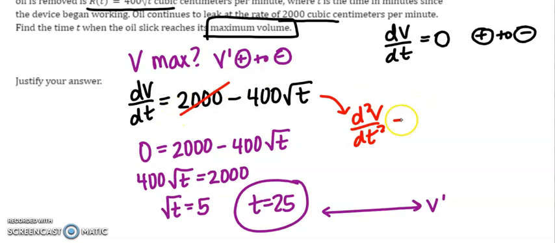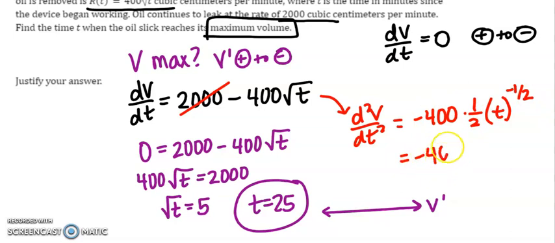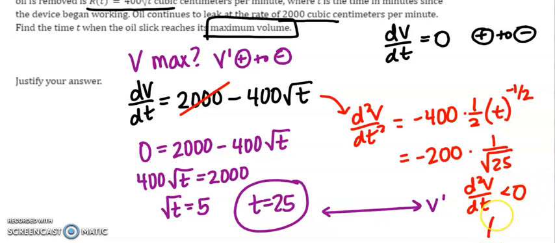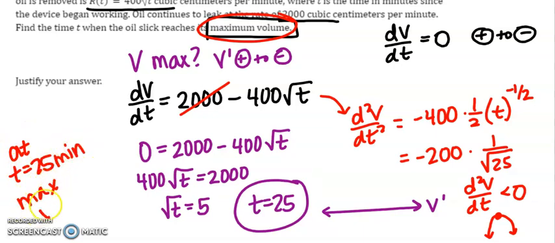So derivative of 2,000 is 0. This one is going to be negative 400 times 1/2 t to the negative 1/2. And then if I sub things in, negative 200 times 1 over the square root of 25 ends up being a negative number. So the second derivative comes back negative, which means your graph was concave down, indicating that 25 was a maximum. So at time 25, there will be a max volume.